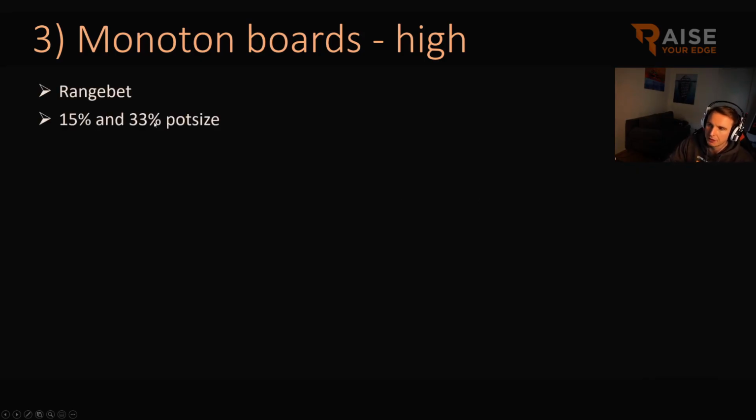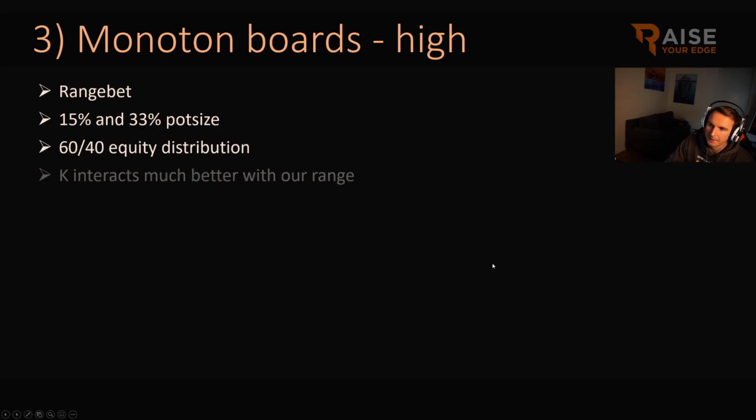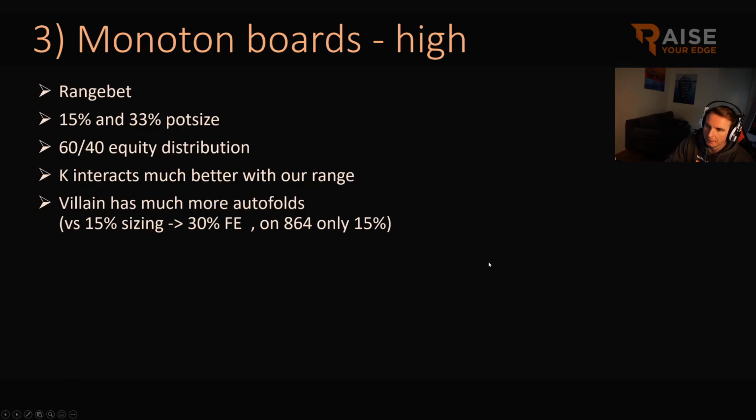Range bet, 15 and 33% pot size bet. Very high equity advantage here. Again, the king index is much better with our range. Even though on 8 high, that's the point. People think, oh, we have all the overpairs. But the problem is if it's 3 low cards, it's much better for the other position player. And here you can see the comparison on the 8-6-4 board, we had only 15% fold equity, and now we have 30% fold equity, almost twice as much.